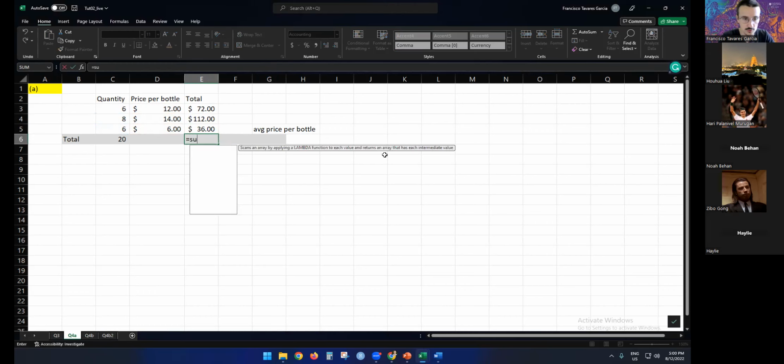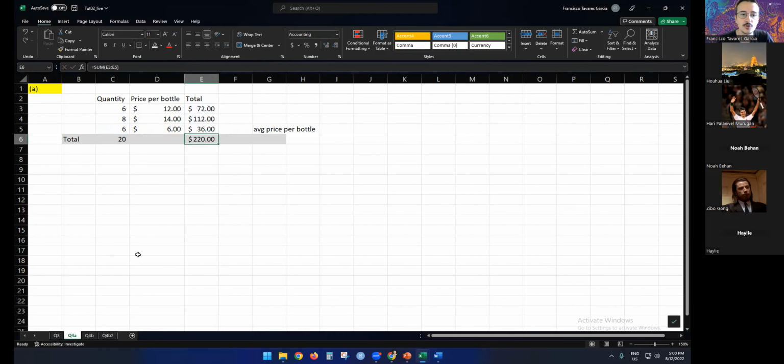Oh, I can do equals sum. This is another way of summing. Select the data, 220. And you could calculate the average per bottle just by dividing your total inventory by the amount of bottles. Equals this guy divided by this guy, $11. But you might want to use our weighted averages and see how much each bottle contributes to the final price. This is another way of doing it.